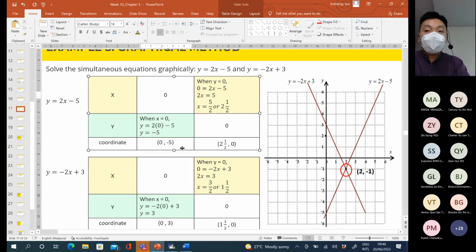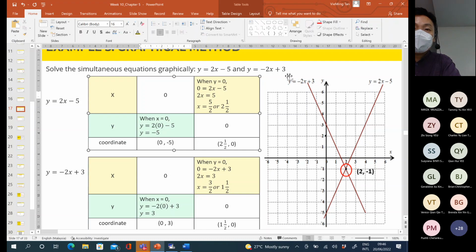So once we know these two coordinates, we jot down these 2 points on the graph paper or the Cartesian plane. Where are the points? 0, -5 is here. And then 2.5, 0 is here. Once we know these 2 points, jot down the points, and then draw a linear equation line. And then give a name for this equation: y is equal to 2x minus 5.